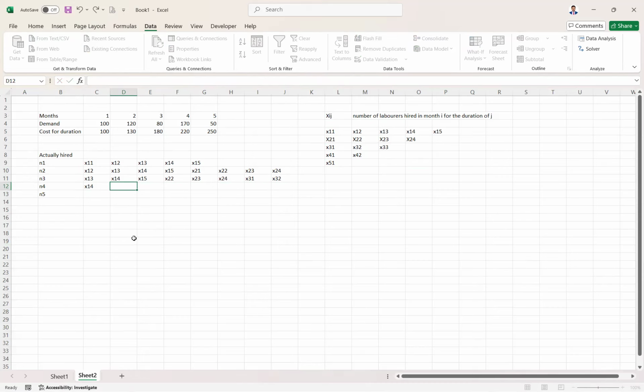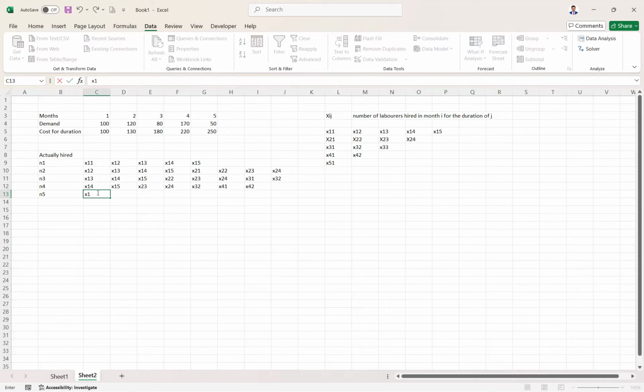Then 1,4, 1,5, 2,3. 2,2 doesn't come, 2,2 is over. 2,4, 3,1 is over. 3,2, there is no 3,3. Then there is 4,1, and there is 4,2. So until 4,2. 5 comes in the next month.